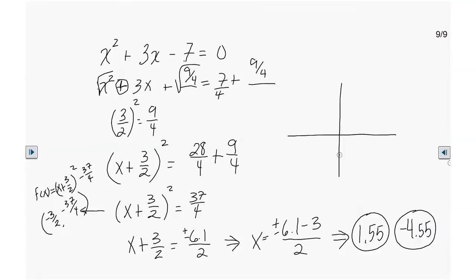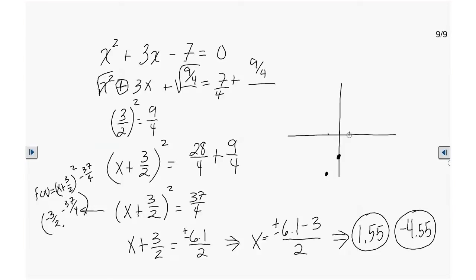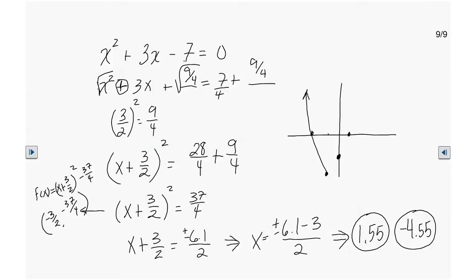-7 down here. -3 halves is -1.5. And negative what? 36, that'd be 12. Negative, that's 36, 4 going into 36 9 times. -9 down here. And 1.5 and -4.5. Does everything line up? Looks pretty good to me.